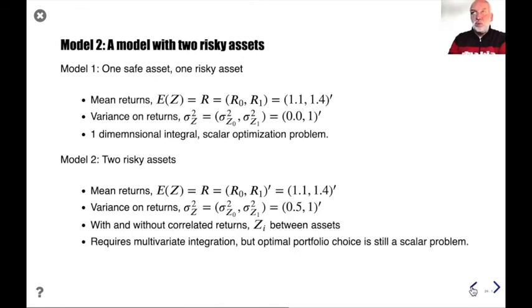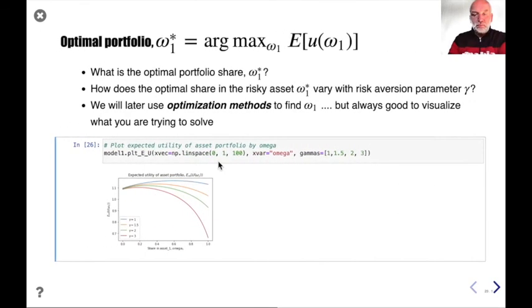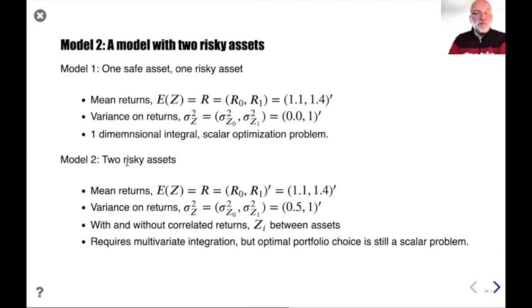Now we want to move on, and before we go to optimization methods, I want to introduce a model where you have 2 risky assets, because then we can deal with multidimensional integration there. So what I'm doing essentially is taking model number 1 with the returns explained before, expected returns of 1.1 on the safe asset and 1.4 on the risky asset with variance 1. We take that and modify the problem, increasing the variance to say 0.5. And now you have 2 different risky assets.